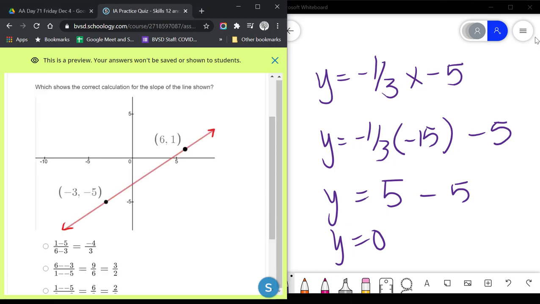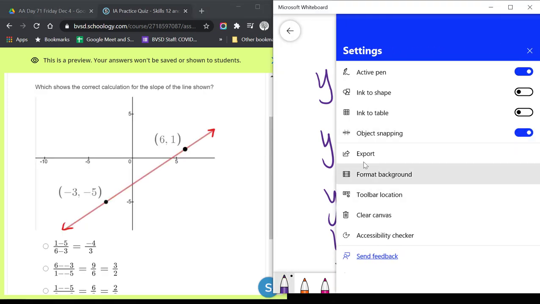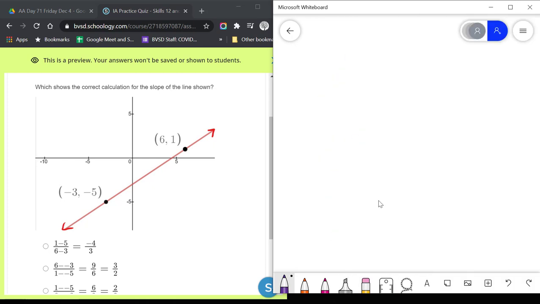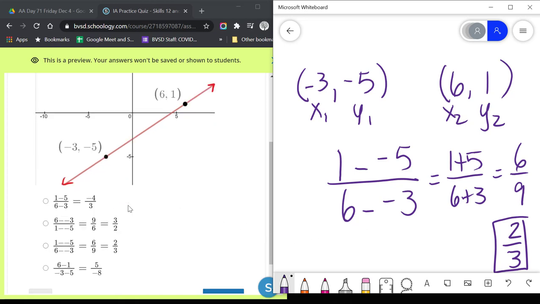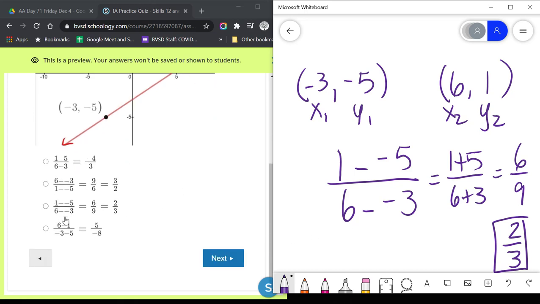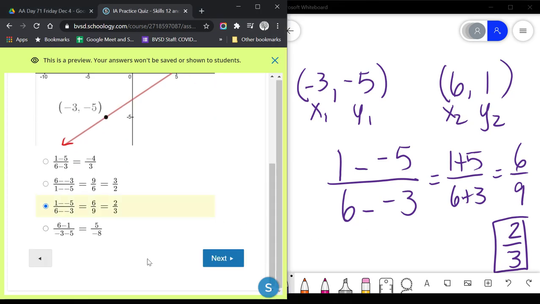Okay, so the slope. Remember, it's y2 minus y1 over x2 minus x1. So here I'm going to do, I might even write down my points. Remember, minus and negative is the same as plus. I can reduce that to 2/3. All right, let's see which one does those correct calculations. Oh, these are the exact calculations that I did. So I know that's the one.